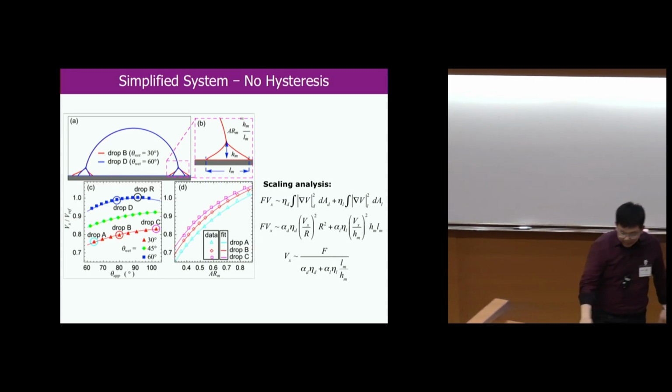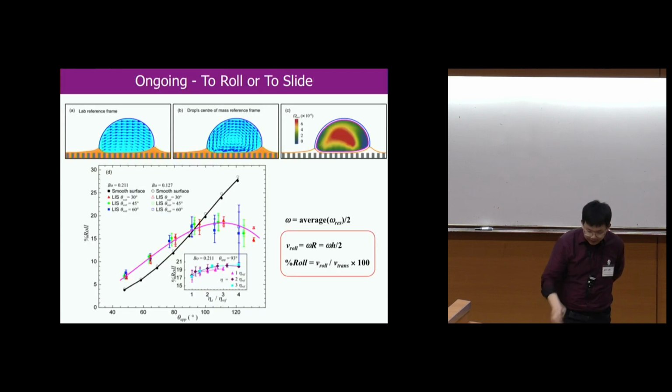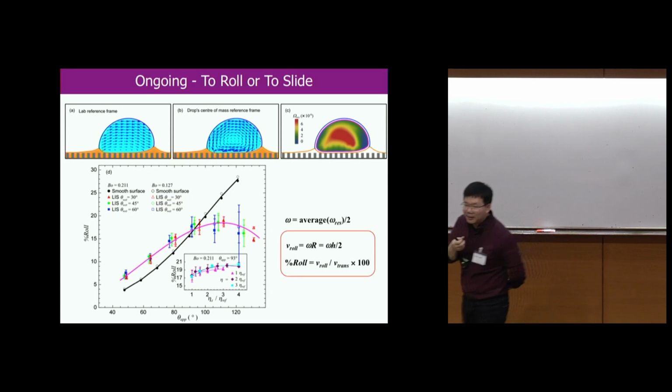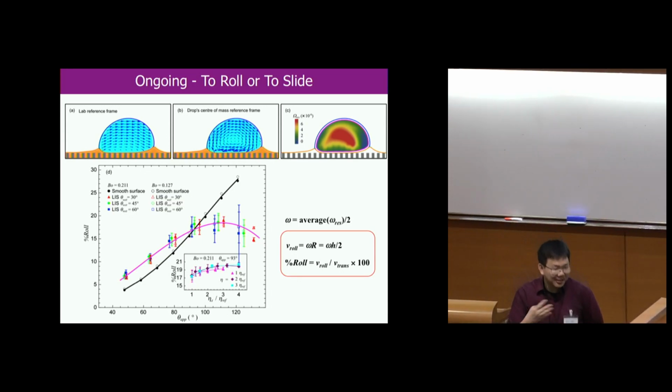Okay. Now, the last thing I would like to do, maybe in the last one minute, is this: now that we have the data, one thing we're trying to understand is a question that has puzzled many people. If you have a liquid droplet on the surface, when it moves, does it roll? Does it slide? Does it tongue thread? Does it do whatever? So we're trying to analyze this, and this is some preliminary data that we have.